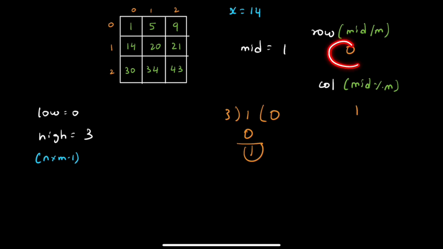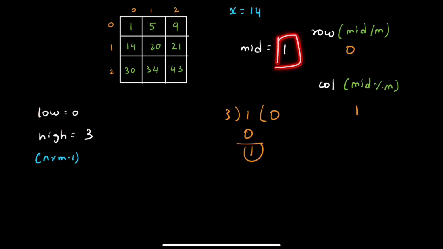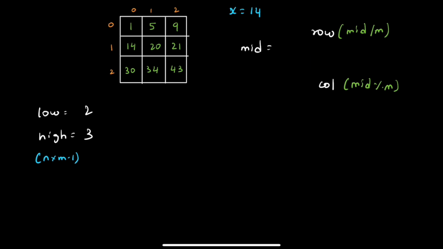Now if we try to check 0 comma 1 inside this matrix, where does it lie? At row 0 and column 1, what is the value we have? We have 5. So we'll check whether 5 is equal to 14. No, 5 is not equal to 14. But 14 is greater than 5. So our target value is greater than the mid value. So what will we do? We'll bring our low pointer to mid plus 1. Now here mid is 1, so mid plus 1 will be 2. So we'll update our low with 2. Okay, and let's reset everything. This will be erased, this will be erased, this will be erased, and this will be erased.